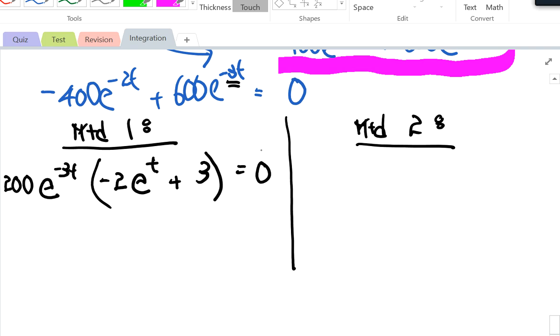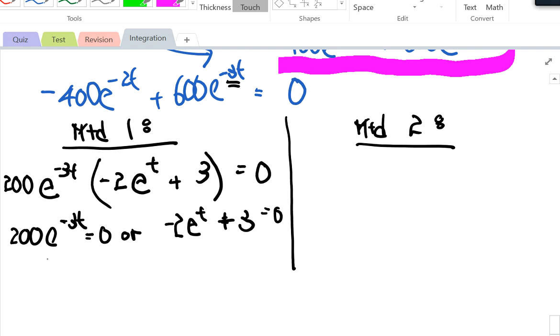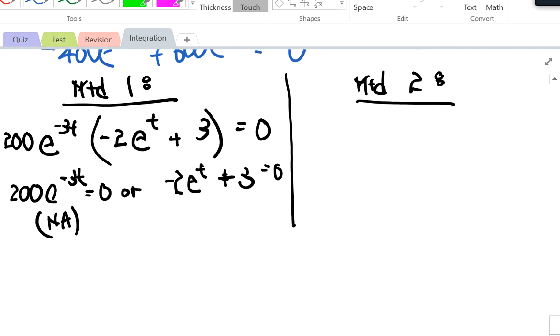All right, this is Hufei's method, factorize, because we need to solve. I'm glad to hear from him we can use this method. Then either one of it must be equal to 0. I can use the zero product rule. So, 200e or, okay, this will be not applicable. I cannot log a 0, so don't bother to do the one on the left.